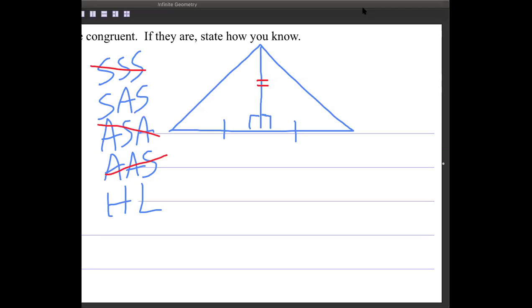Side. Yes, this one's side angle side. Look, you have a side, and the angle in between them. Yes, so this one is this. So this is what I'm talking about, where if you see right triangles, it doesn't automatically mean hypotenuse leg. It just means it's a possibility, okay?